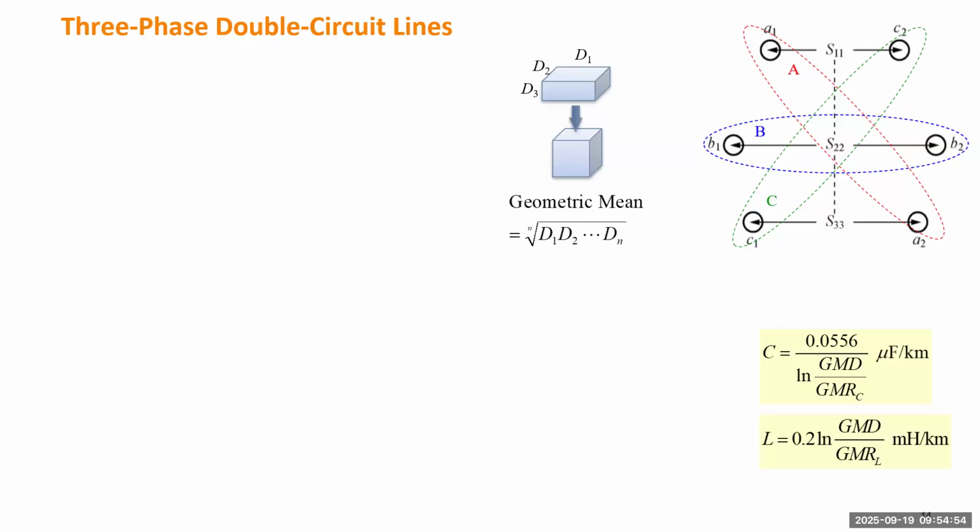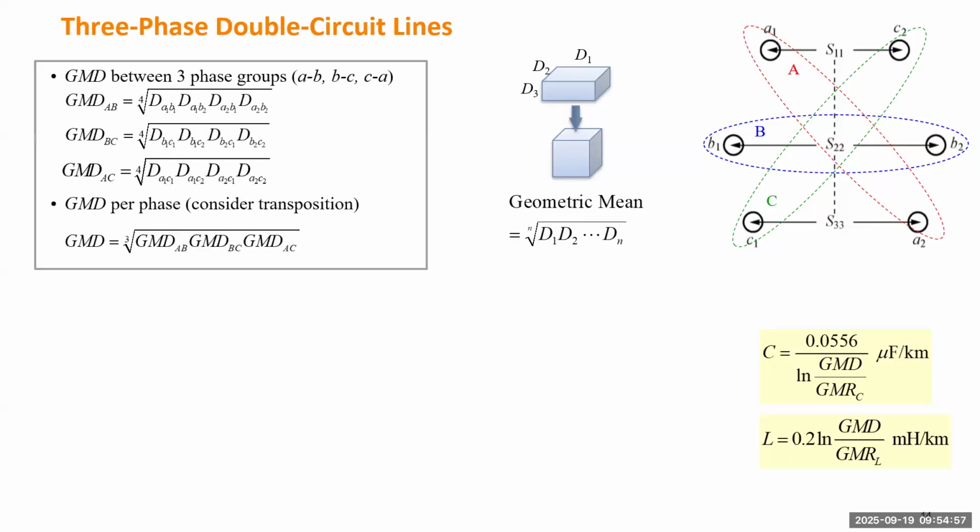And we use the same idea to calculate geometric mean values. So for the GMD between the three groups, if we calculate GMD AB, that's the distance between group A and group B. So this is group A, that's group B. Basically, we want to find all possibilities of the distances connecting one conductor in group A and another conductor in group B. Okay, so how many possible distances?